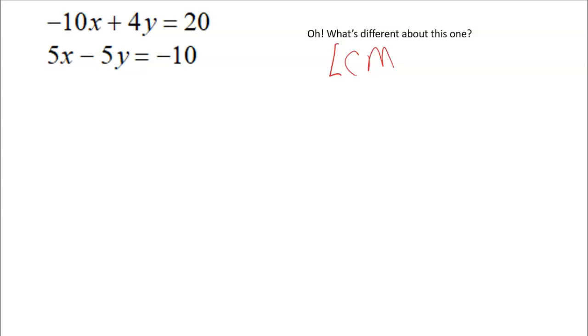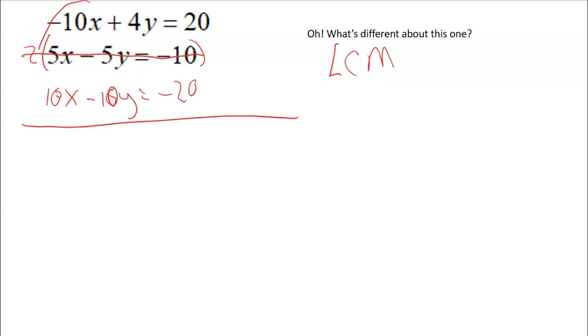What would happen if this turned into a +10x? Then the x's would eliminate, right? All right, so let's multiply this whole thing by 2. So 2 times 5 is 10x. 2 times -5, -10y. Oh man, my 10s aren't very good. 2 times -10 is -20. Now we've rewritten this equation to +10x, -10y, -20.